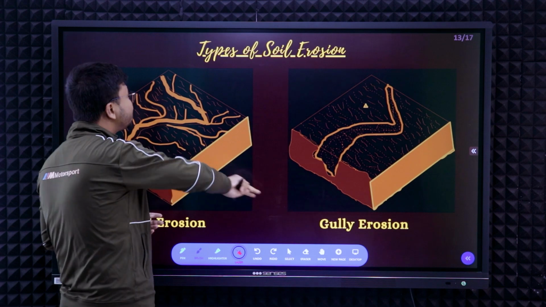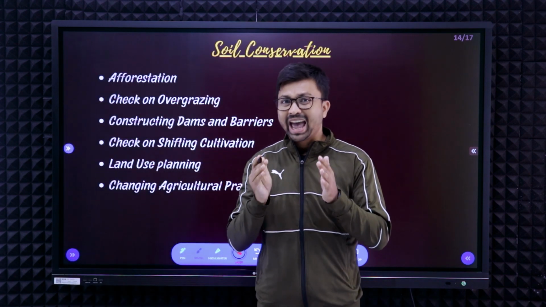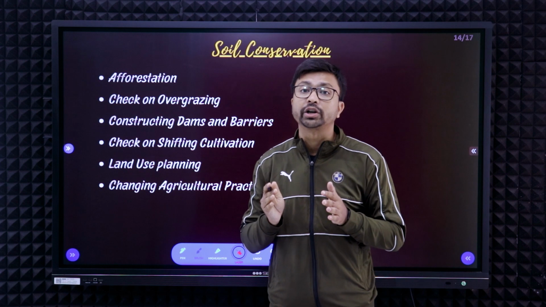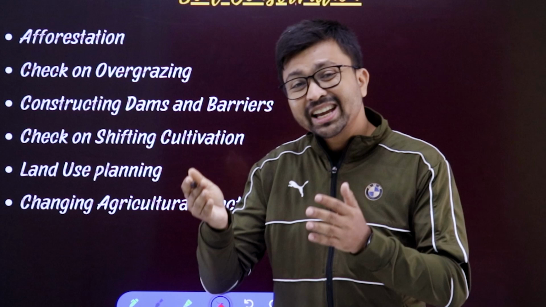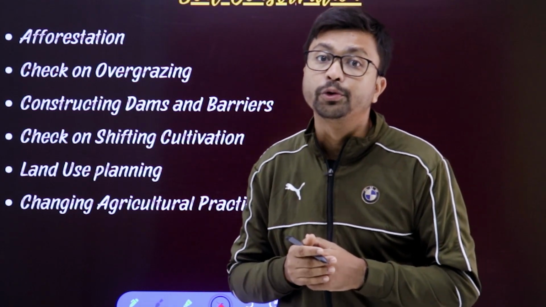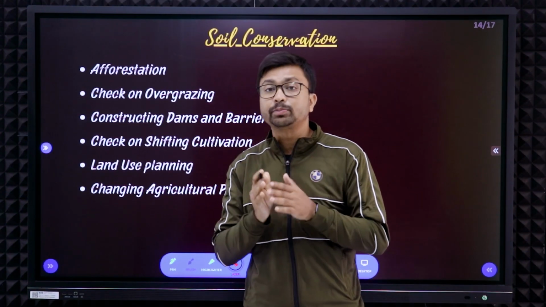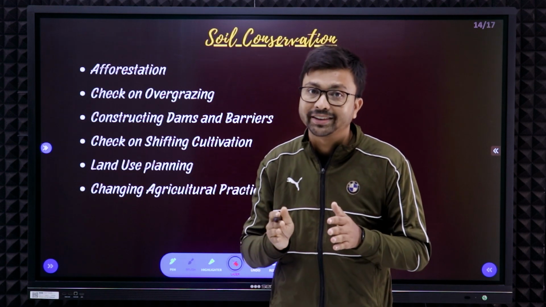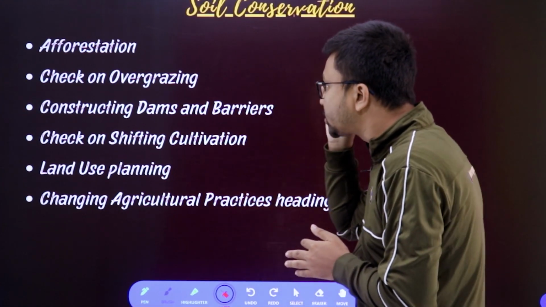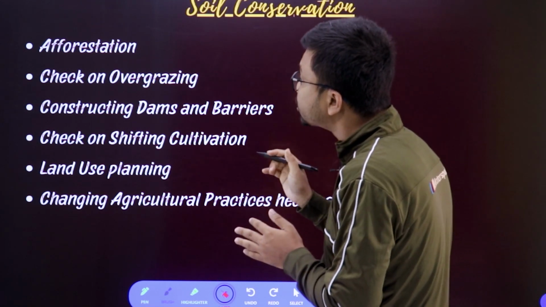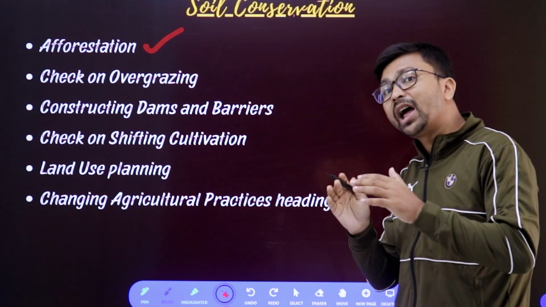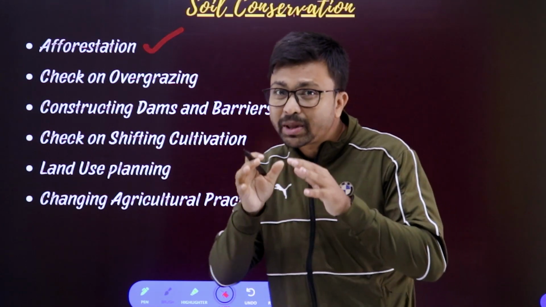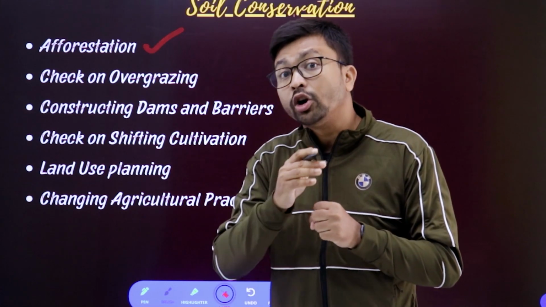Now let's see what are the processes of soil conservation. As I said, soil is very important. It provides nutrient materials to the plants, and from the plants it comes to our body in the form of food. So that's why we need to conserve the soil for our survival. Here you see the soil conservation methods. What are the things we need to do? First, we need to plant more and more trees. That is called afforestation. If you plant more and more trees, the roots of the trees will hold the soil, so soil erosion will be less.